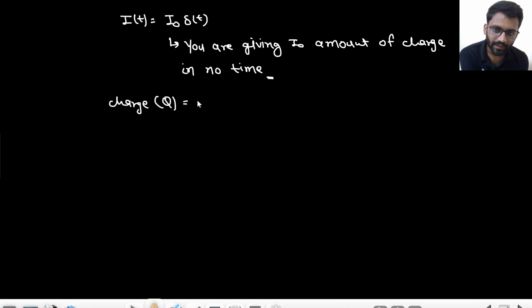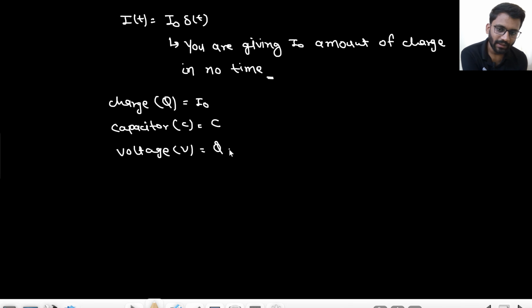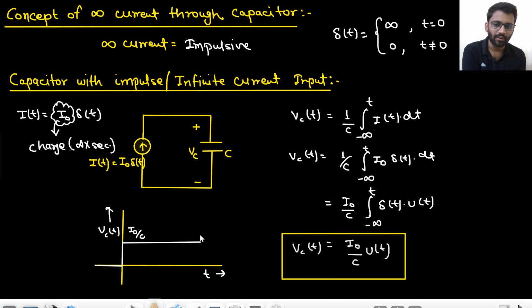Charge Q is I naught. What is the value of the capacitor? Capacitor C is C only, right? So what will be the voltage? Voltage V will be Q by C, that means I naught by C. So here you can see the voltage is I naught by C, right?